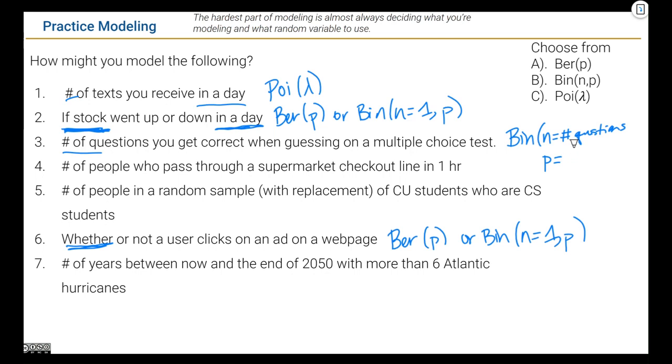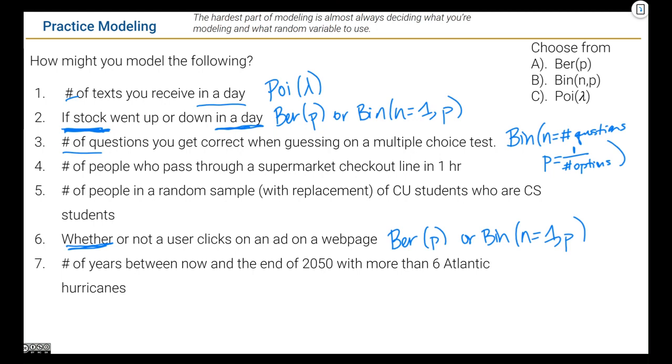So in this case, let's say I'm going to say 1 out of the number of options. Let's say I had 5 options on a given question, A, B, C, D, or E, then I'd have a 1/5 chance of guessing it correctly. So P would be 1 out of 5.